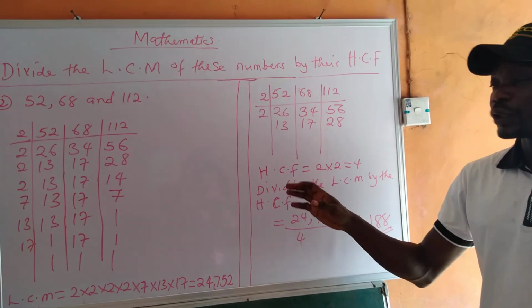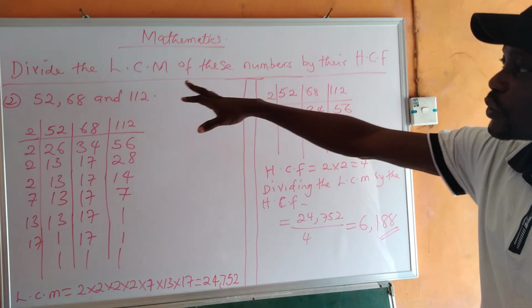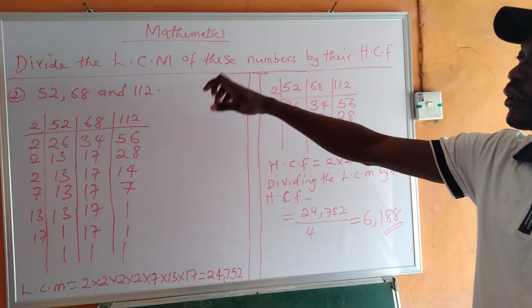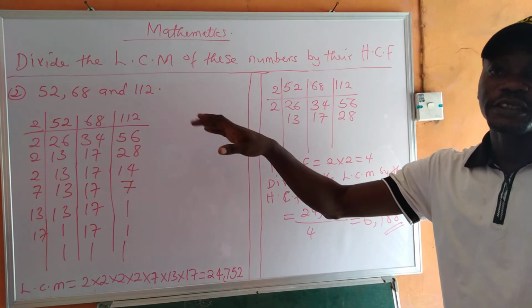So this is how to do something like this if you are asked to divide the L.C.M of any number by their H.C.F.